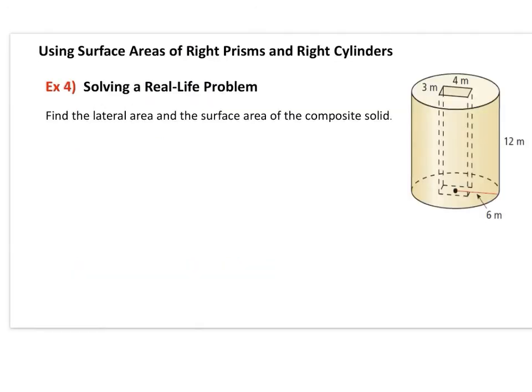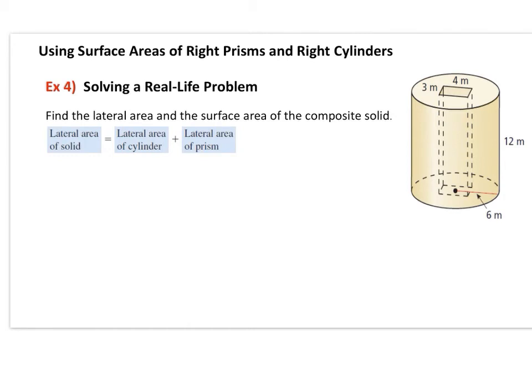All right, let's solve another real-world problem using surface areas of right prisms and right cylinders. So now we're going to do a compound solid here with 2 different solids that we have to figure out. So let's start by thinking about what parts we need to figure out in order to get the surface area and lateral area of our solids.